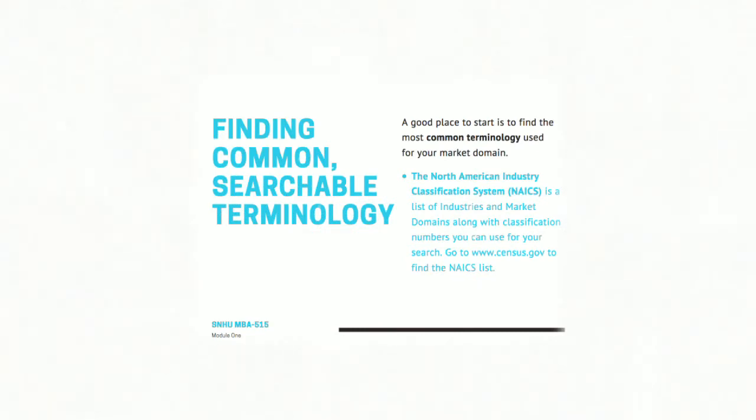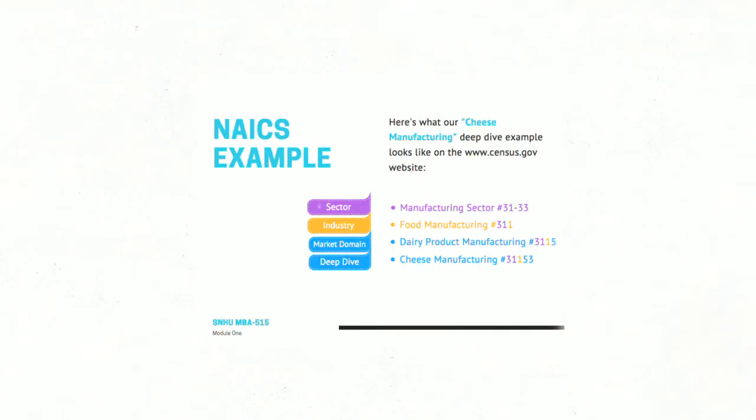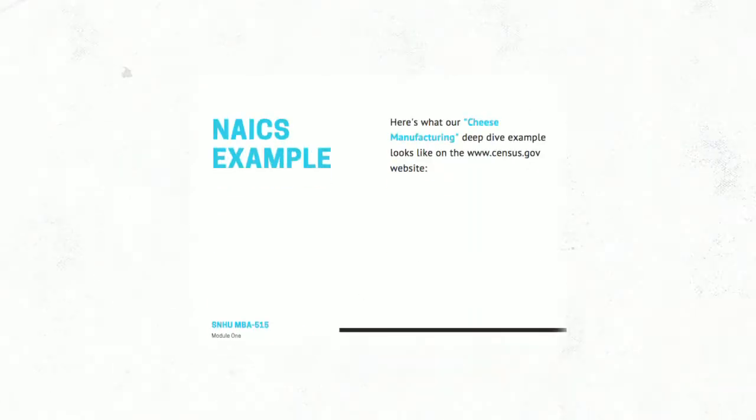A good place to start is to find the most common terminology used for your market domain. We're going to use the example of the North American Industry Classification System for your research. The NAICS list is available on the census.gov website. Here's an example of our cheese manufacturing market domain. Let's start by going through the process on how we got to that result.